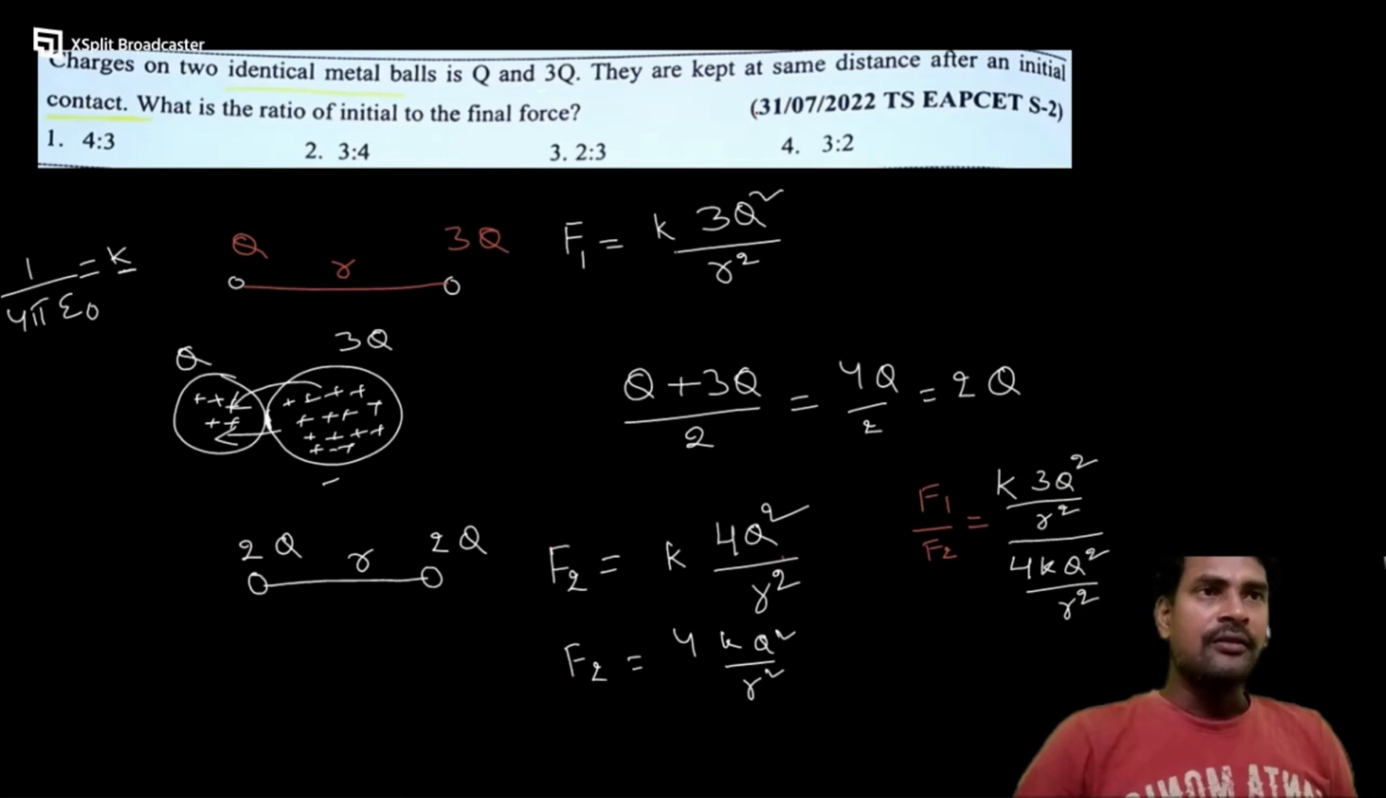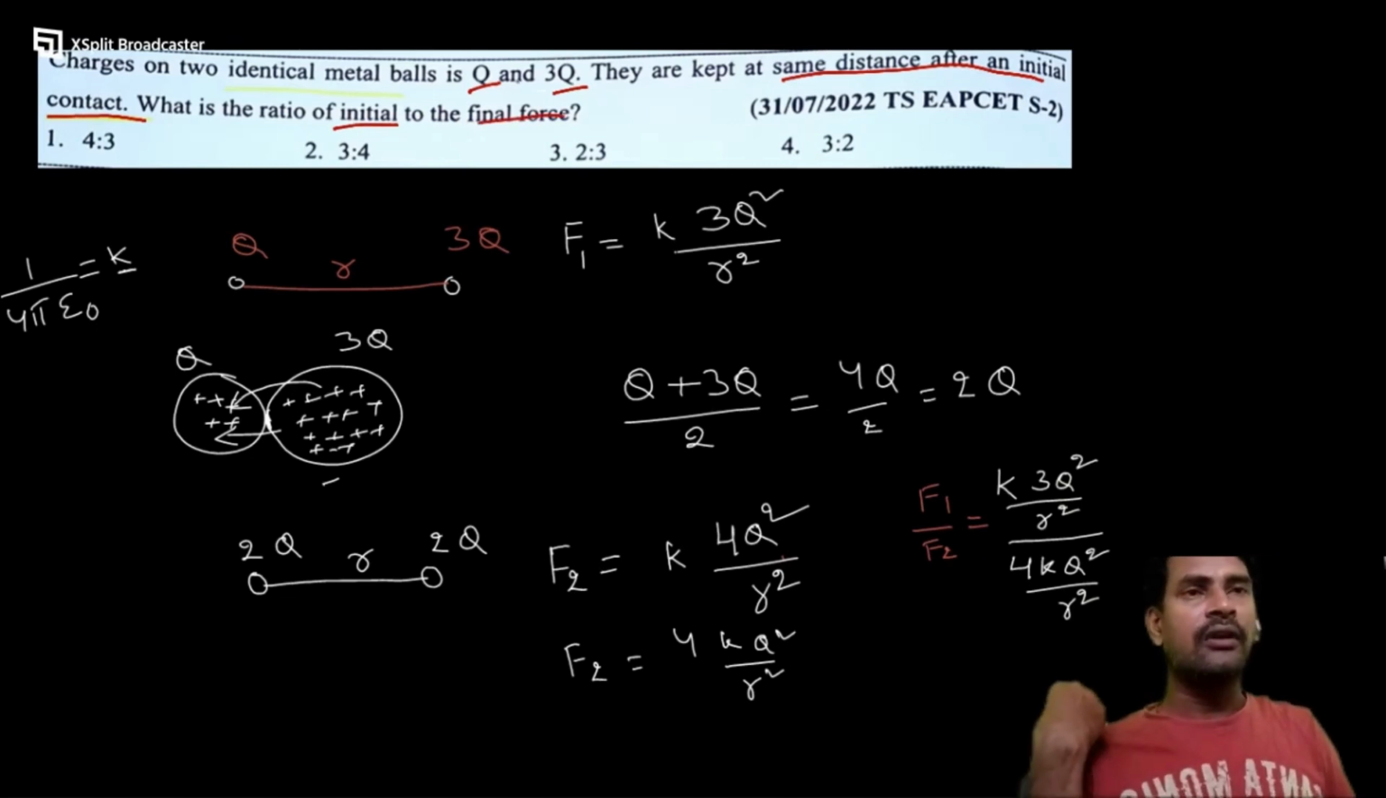First, let me read the question. Charges on two identical metal balls are Q and 3Q. They are kept at the same distance after an initial contact. This is very important. What is the ratio of the initial to the final force?